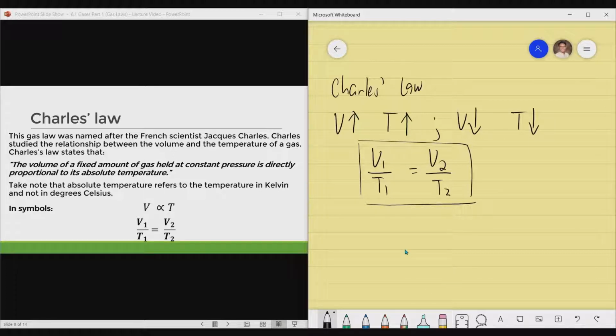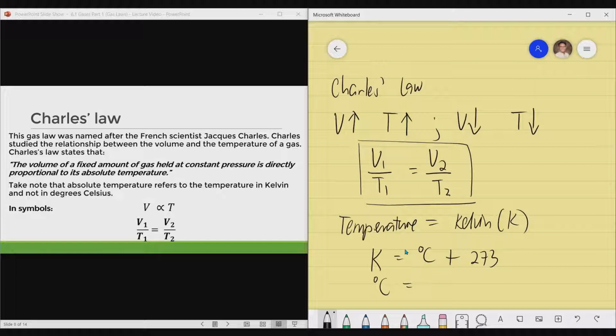Okay? And then, please do not forget, temperature in Charles' law must be in the unit Kelvin. What does that mean? You need to convert the unit to Kelvin. The unit Kelvin is K. Say, for example, the given temperature was in degrees Celsius. Whatever the value is, just simply add 273, then you get the value in Kelvin. Now say you want to convert Kelvin back to degrees Celsius. You just need to do Kelvin minus 273.